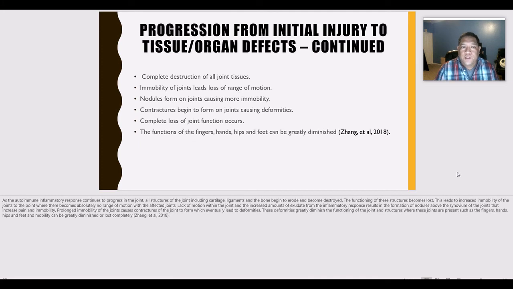As progression continues, you're going to have complete destruction of all the joint tissues. It's the cartilage, the bone, everything in the joint becomes destroyed, making it completely immobile. Use of the joint becomes a lot less to none. And with RA, you're also going to have the formation of nodules, which is a collection of cells in kind of a cyst formation that can form on the joint and other parts of the body. With immobility, you're going to have some contractions on the joints, caused by not being able to move the joint, and it becomes deformed. These can happen on the hands, fingers, feet, and even the hips.